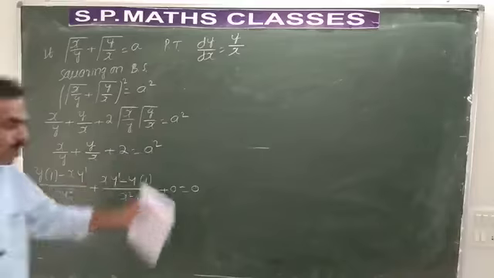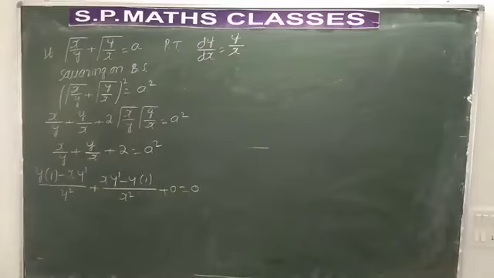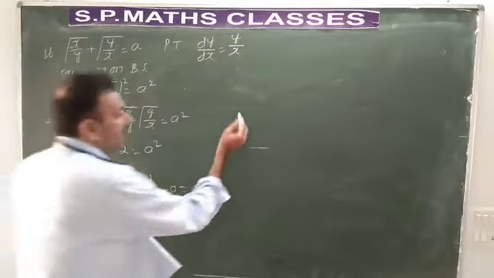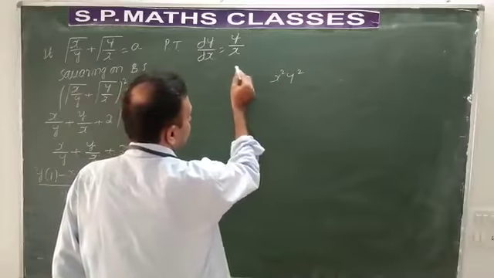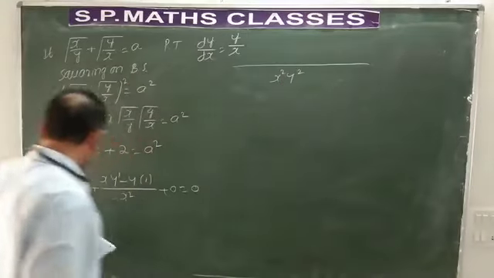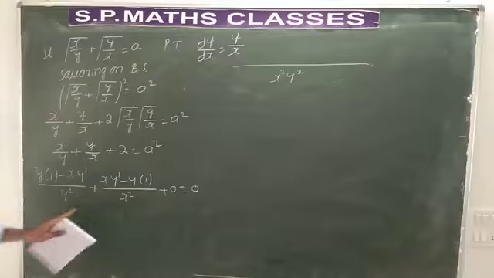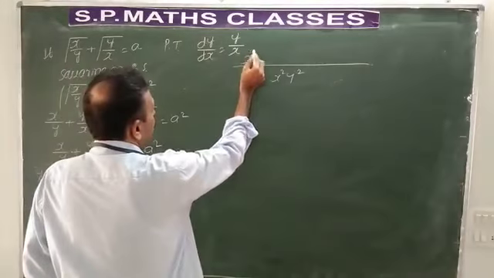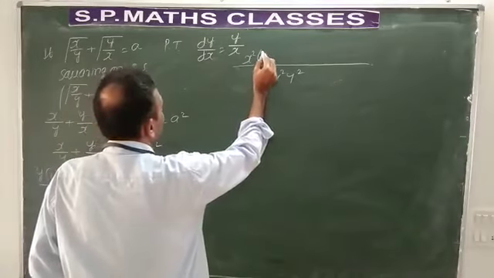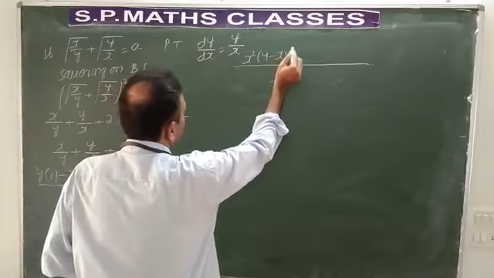Derivative of 2 is 0, constant. Derivative of a squared is also 0. Now what we can do here is take x squared y squared as LCM. When we take x squared y squared as LCM, y squared and x squared y squared by y squared cancels. You will be getting x squared into y minus x into dy by dx.